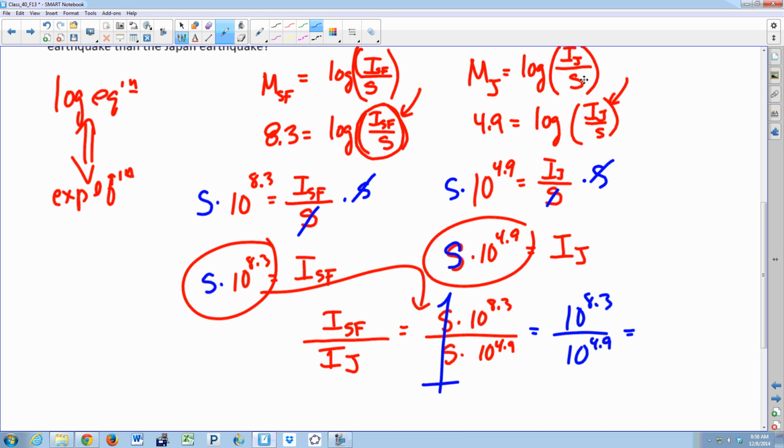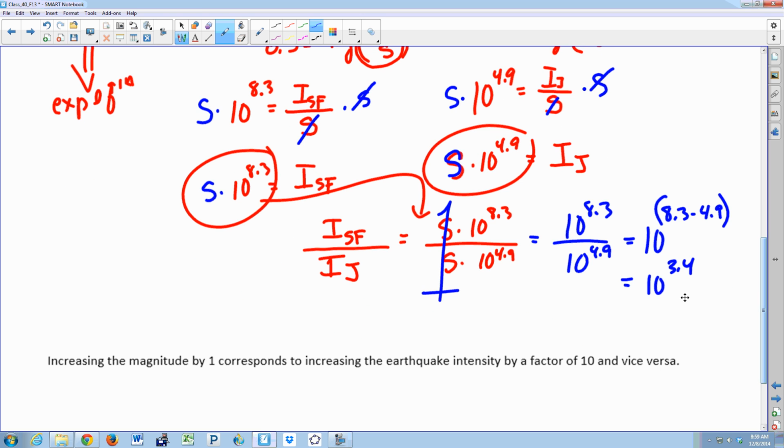So how many more times intense is the San Francisco earthquake compared to the Japanese? What do I do to finish this off? I subtract my exponents, right? Finally a use for exponent properties. And so it's 10 to the what? What's 8.3 minus 4.9? 3.4. Okay, so what does that mean? Well, 10 to the third would be... is it 3.4? Did I do that right?